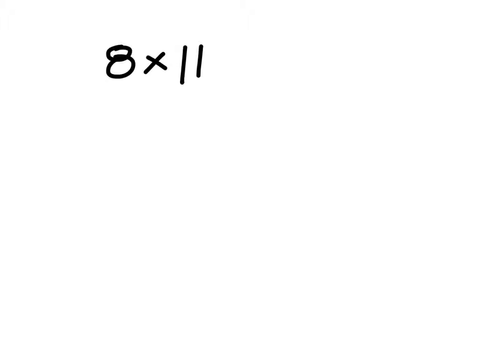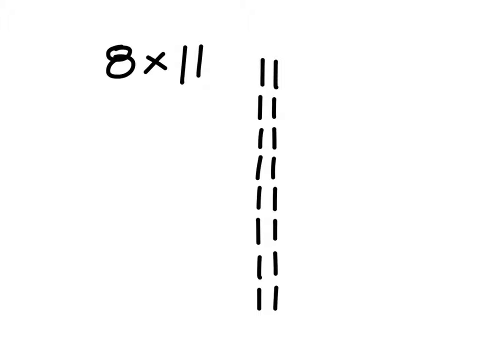So we'll start with 8 times 11. So this would be 8 groups of 11. So I'm going to have 11, and this is going to happen 8 times, right? Now we can list it like this and just do the addition this way. And that would be 8 11s right there.